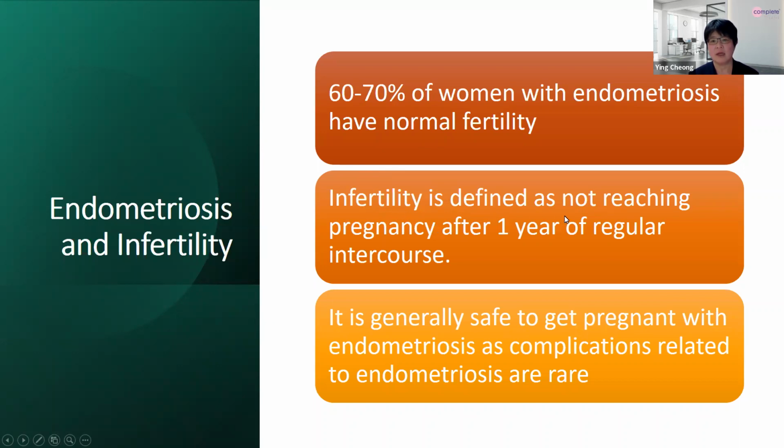Infertility is defined as not reaching a pregnancy after 1 year of regular trying. And it's generally safe to get pregnant with endometriosis. The complications associated with endometriosis are actually rare, but there are some serious complications that can be associated with it.